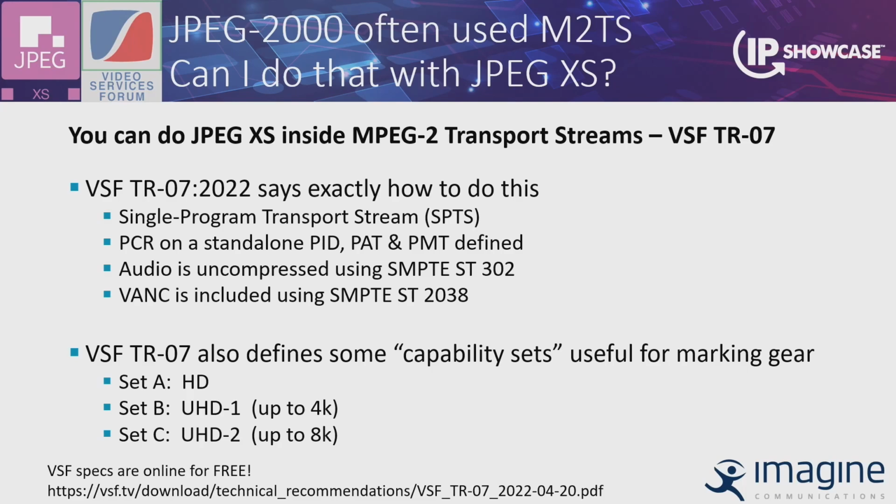In the same way, there's a capability set B for UHD1. You'll recall that what we call UHD is really UHD1, 4K. There's also UHD2 for 8K, and yes, people are doing UHD2. More in Japan and China than here, but don't worry, it'll come along just about the time we get UHD figured out. So TR07 defines these capability sets.